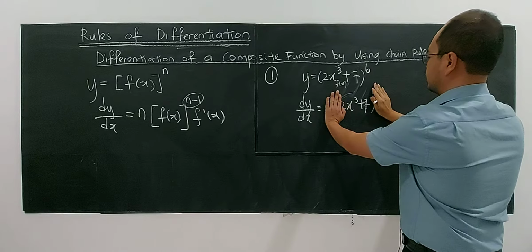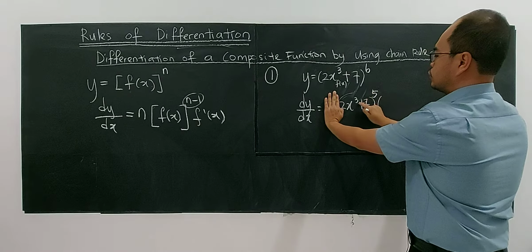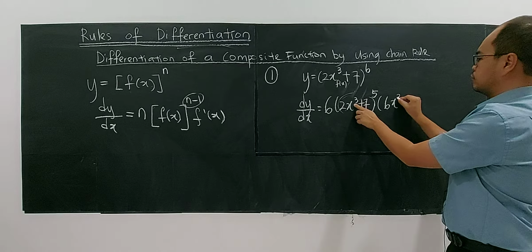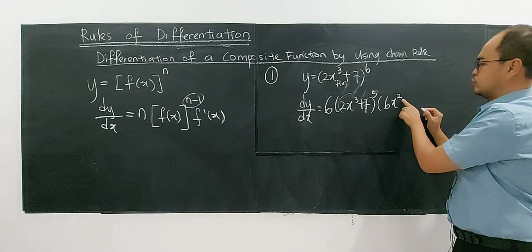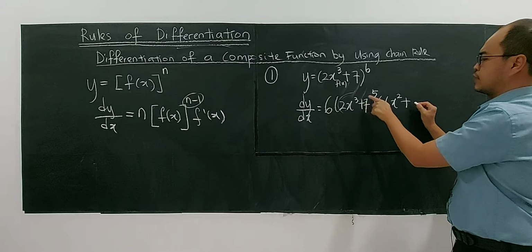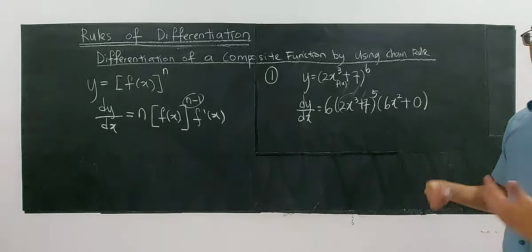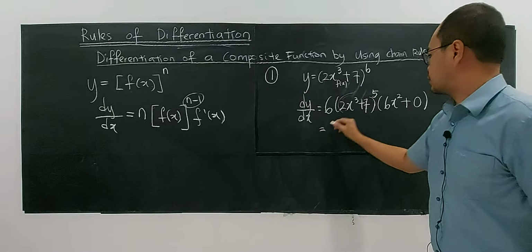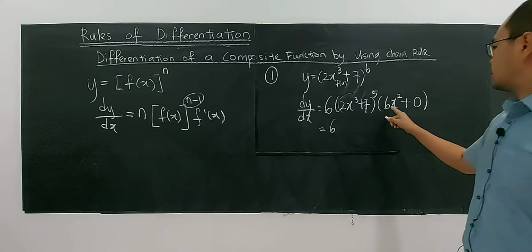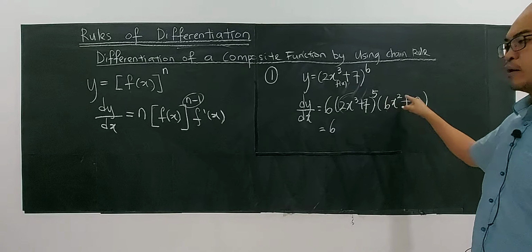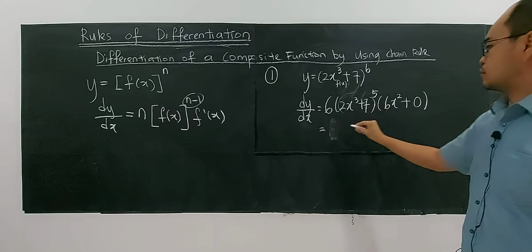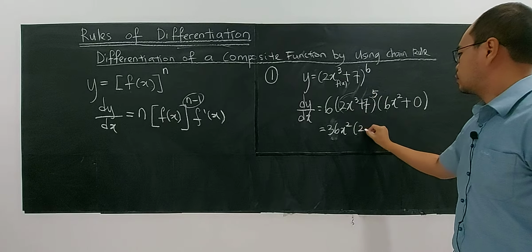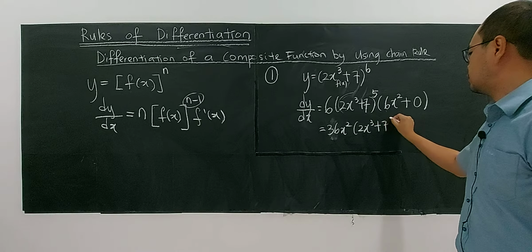Just don't look at everything here. Differentiate the inside one. It becomes 3 times 2, which is 6, x to the power of 3 minus 1, which is 2. Then differentiate this constant 7, so you have 0. And then you are done. You have applied the chain rule here. So you have 6 times 6x squared, which is 36x squared, times (2x cubed plus 7) to the power of 5.